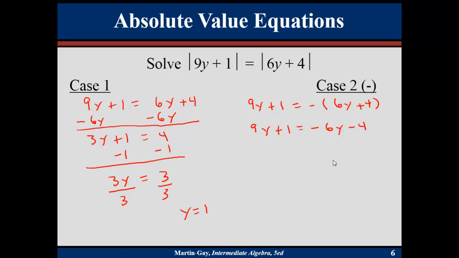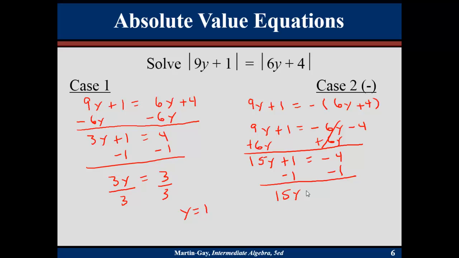And then we'll go through and solve. So we're going to add 6y to each side. That gives us 15y plus 1 equals negative 4. Subtract 1 from each side. That gives us 15y equals negative 5. Divide each side by 15. And we can reduce that fraction. Both 5 will go into both of those. So that gives us y equals negative 1/3. So our answers would be 1 and negative 1/3.